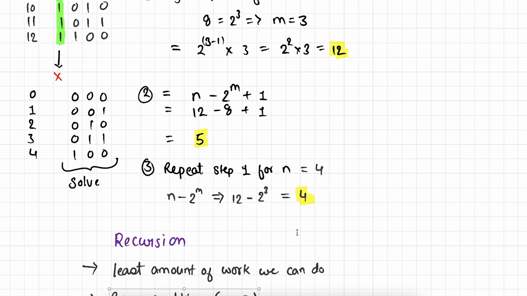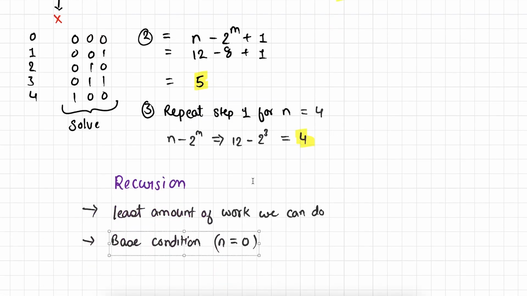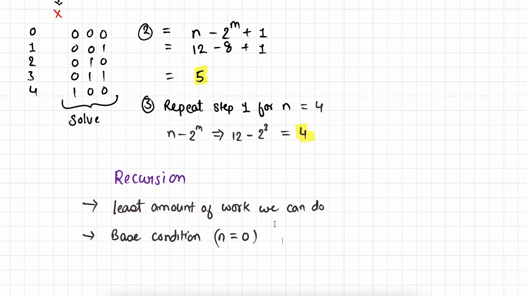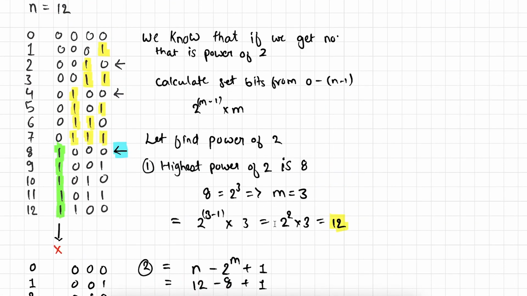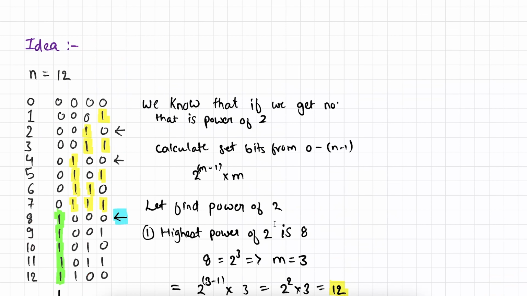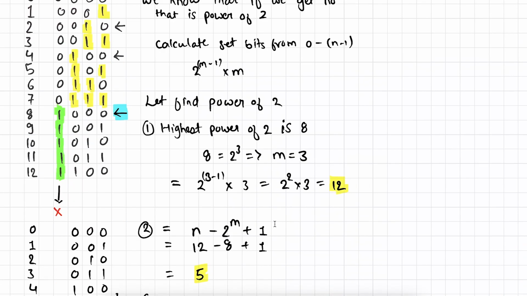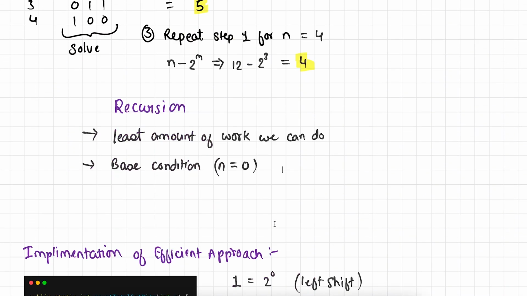So in this solution, the base condition is simple. If our n reduces to 0, we simply stop and return. So this is the base condition. So I hope this idea of the efficient solution is clear to you. Now let's move on to see the implementation of this efficient approach.